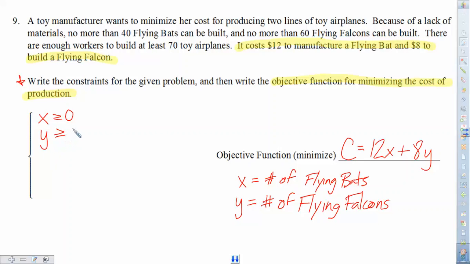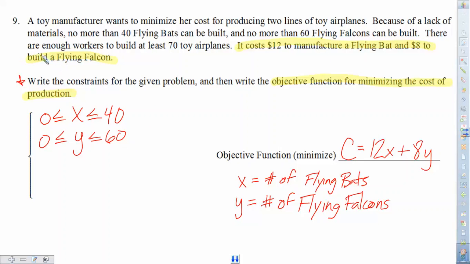Now watch this slick little move. I'm going to take these two and combine it with the fact that we can't produce any more than 40 bats or any more than 60 falcons. So doesn't that kind of mean that the number of bats I can make has to be between 0 and 40? So couldn't I write this as a compound inequality? And I would say that 0 needs to be less than or equal to x, which needs to be less than or equal to 40. And then I can do the same thing with the flying falcons. 0 needs to be less than or equal to not x, but y, and that needs to be less than or equal to 60. Okay?